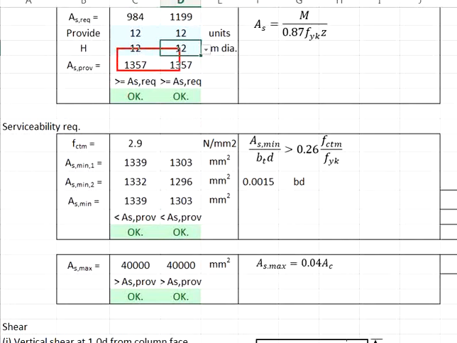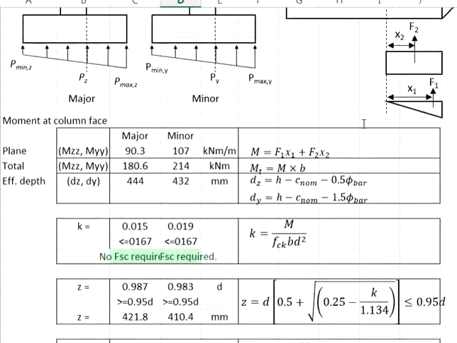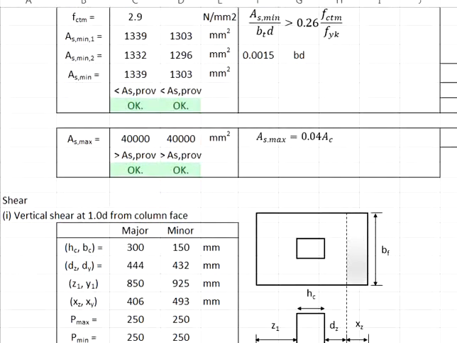The AS provided now is less than the AS maximum. That means the AS maximum is not exceeded. In this case, you know that there is no issue with brittle failure. You know that the peg footing is not over reinforced. This is about the design of the reinforcement for the peg footing.